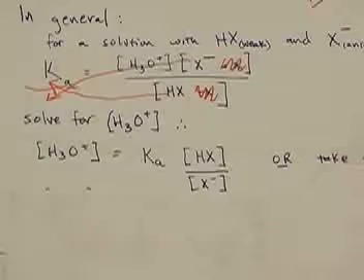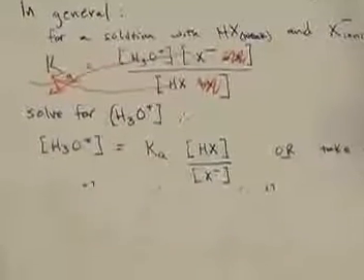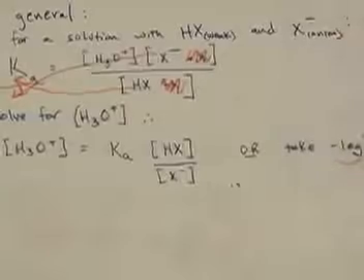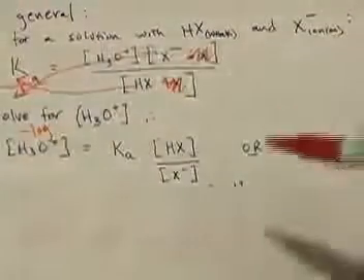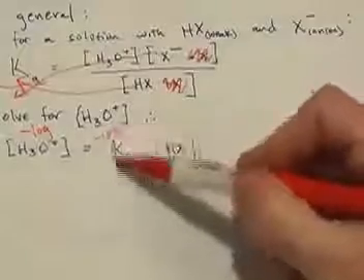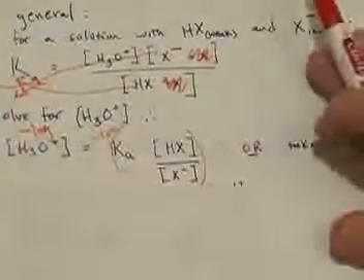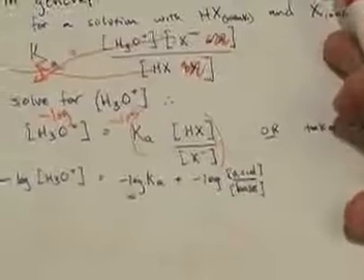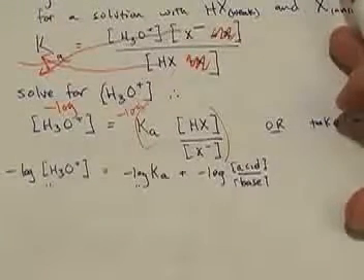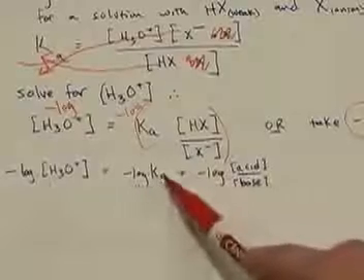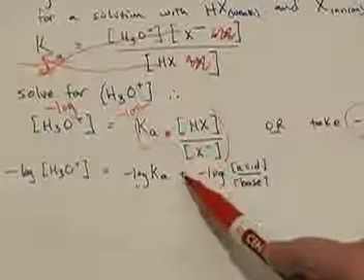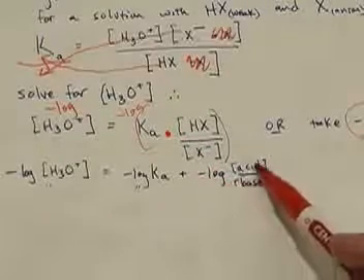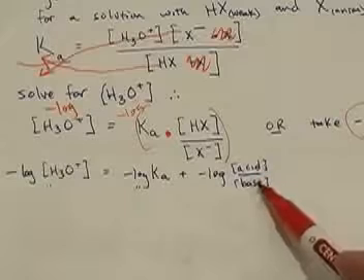And if I want to find the pH directly, why not take the negative log of both sides of this equation? If I do that, now I have the negative log of H3O plus, and I have the negative log of this side of the equation. I'll rewrite that. The negative log of H3O plus, of course, is the pH, and that's equal to the negative log of Ka. And since this is a multiply sign right here, I could actually put it as plus the negative log of the acid concentration divided by the base concentration.